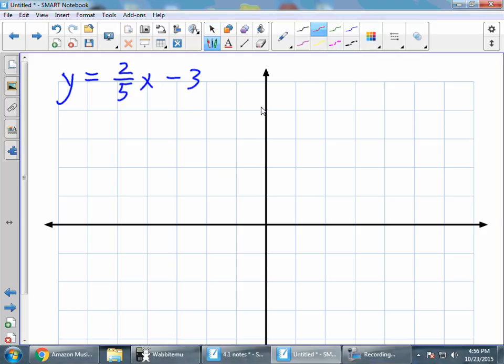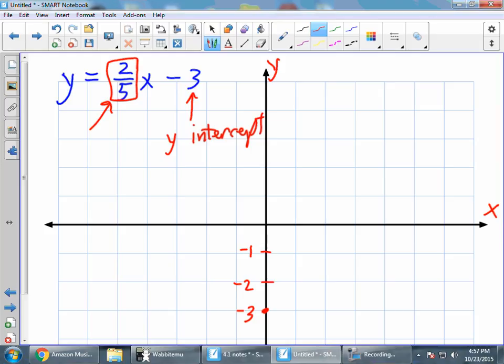Well, just like in the first half of this video, negative 3 is the y-intercept, and that's the point where this line crosses the y-axis, which would be negative 1, negative 2, negative 3, right there. And then just the 2/5, not 2/5 x, but just 2/5 is the slope. And we expressed that as rise over run last time.